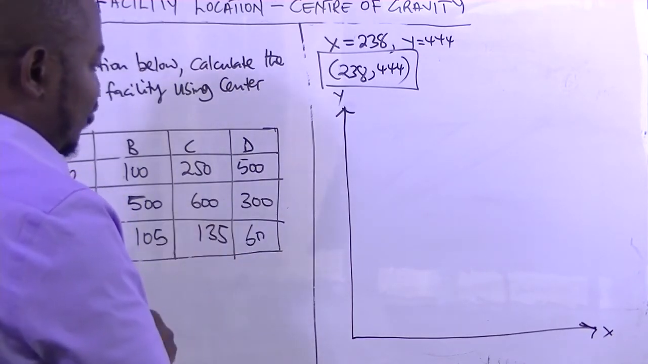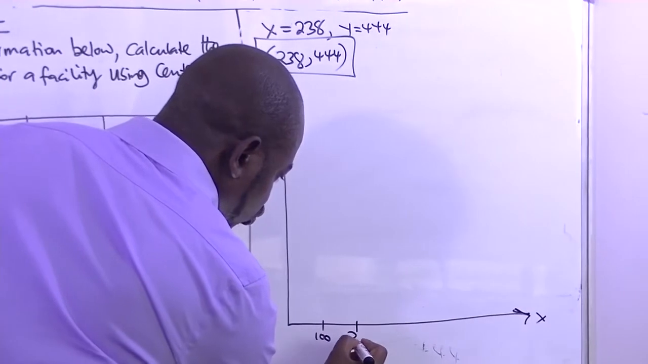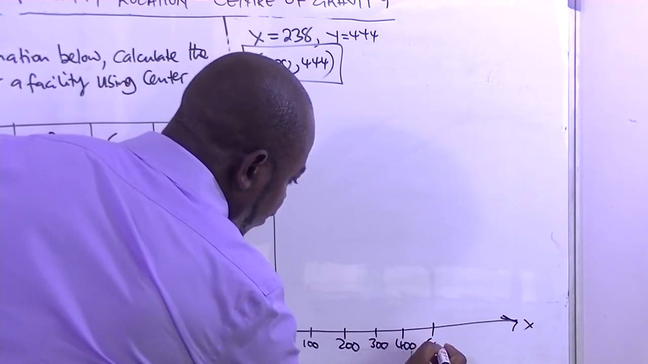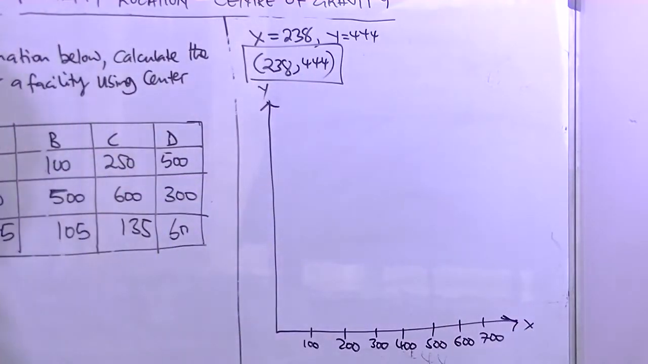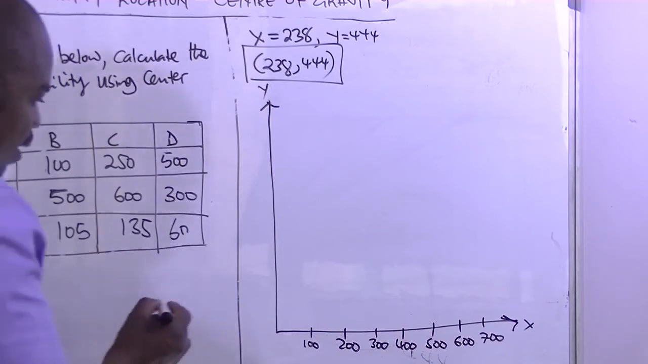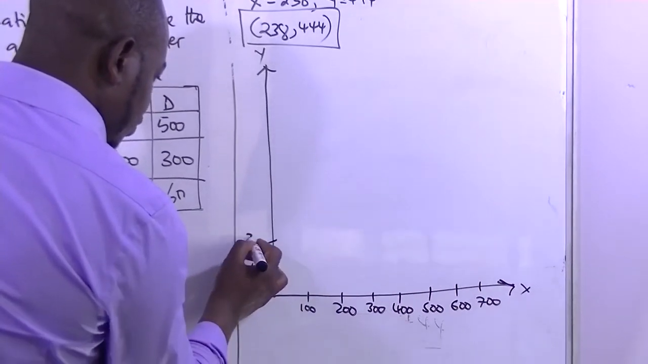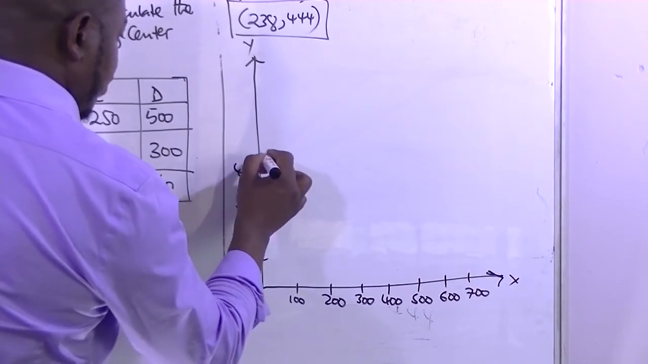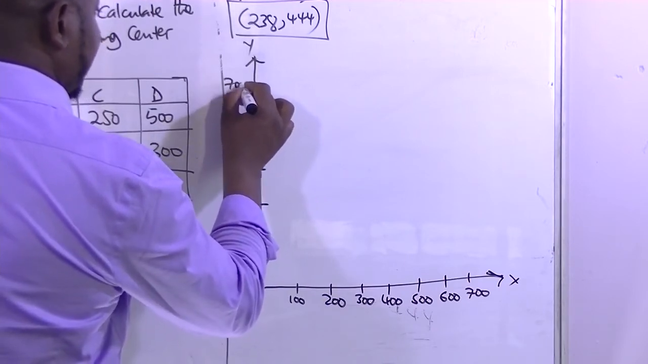So maybe I can use a scale of 100. I can say 100 here, 200 there, 300, 400, 500, 600, 700. Leave it there because there's no coordinate on the X exceeding 700. And then I can start here again: 100, 200, 300, 400, 500, 600, and I can also leave it at 700.